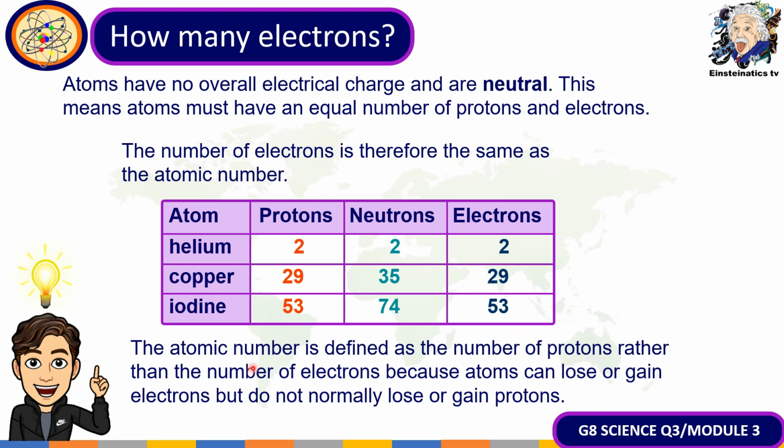Now, the atomic number is defined as the number of protons rather than the number of electrons because yung atoms can lose or gain electrons but do not normally lose or gain protons. Kaya nga yung pinagbasehan is yung protons for its atomic number kasi permanent siya, unlike sa electrons na pwedeng mabago.